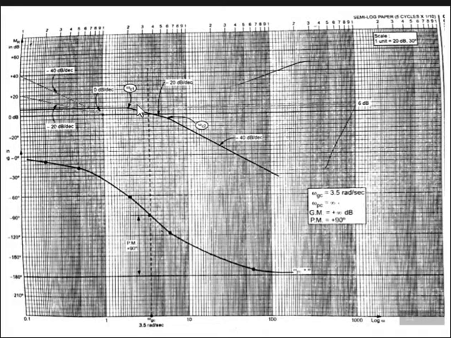Up to the first corner frequency, due to the constant k equal to 2, it contributes a constant magnitude of 6 dB. Due to the first pole, 0 dB. Due to the second pole, 0 dB. So the final resultant graph is drawn as a constant 6 dB line up to the first corner frequency. After the first corner frequency, due to the first pole, it contributes minus 20 dB per decade.